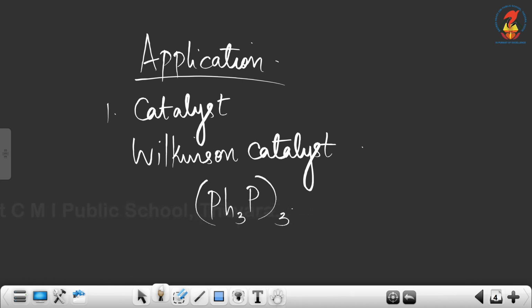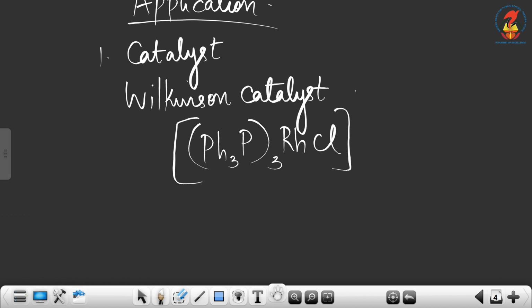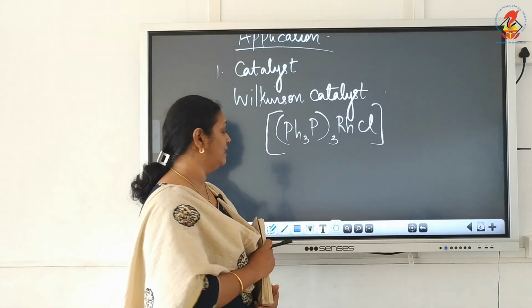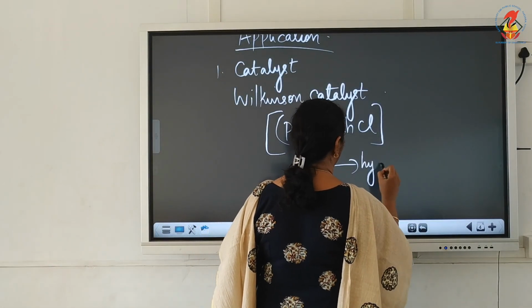(PPh3)3RhCl. RH is rhodium. It's known as Wilkinson's Catalyst. And this Wilkinson's Catalyst is used for the hydrogenation of alkene.